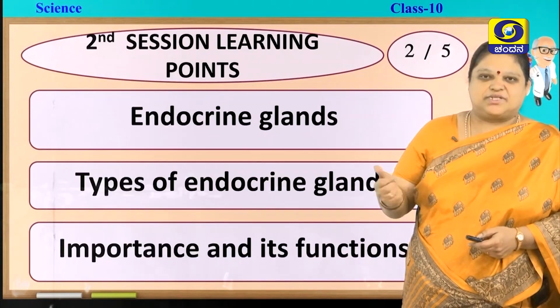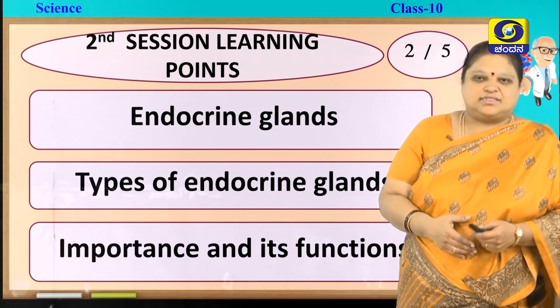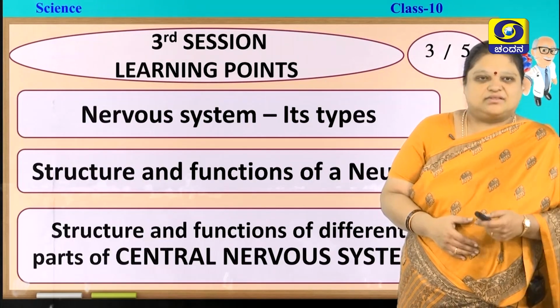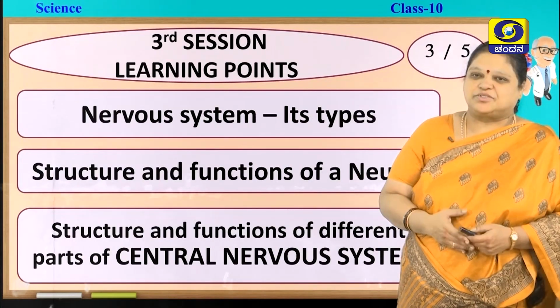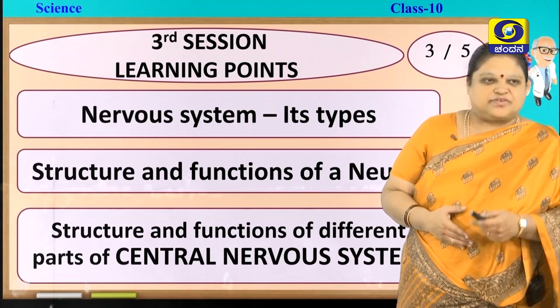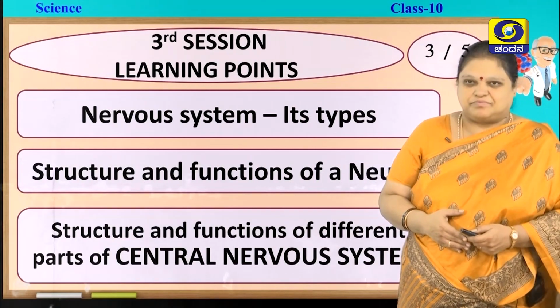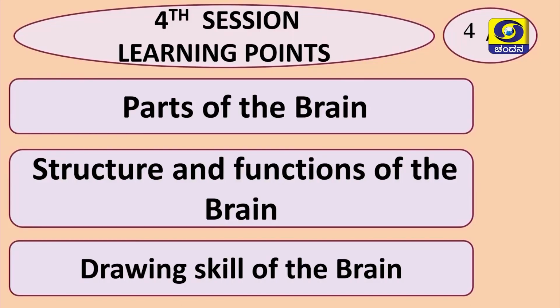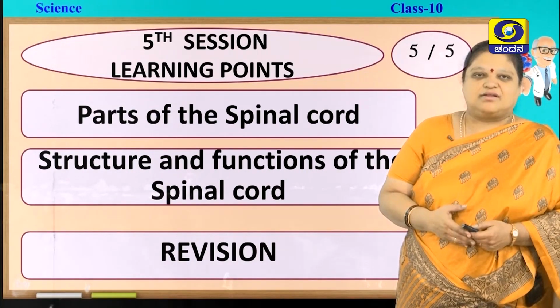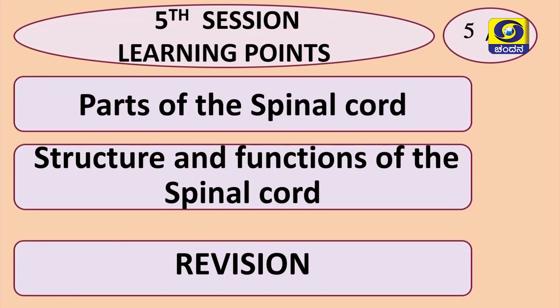In the second session we will be studying about endocrine glands, types of endocrine glands and the importance and its functions. Third session we will be studying about nervous tissue, its types, structure and functions of a neuron, structure and functions of different parts of central nervous system. In the fourth session, we will be studying about parts of the brain, structure and functions of the brain, and also how to draw a brain. Next, in the fifth session, we will be studying about parts of the spinal cord, structure and functions of the spinal cord, and finally, the most important of all, revision.